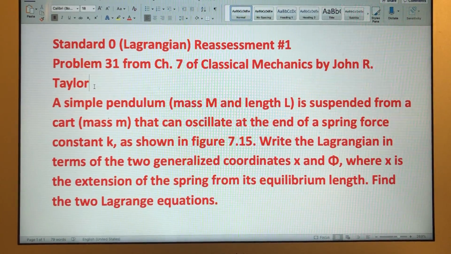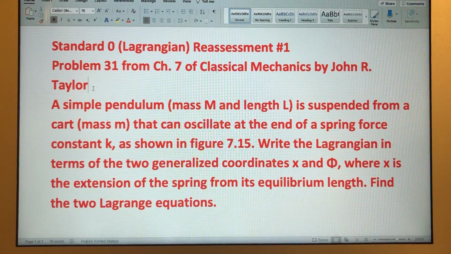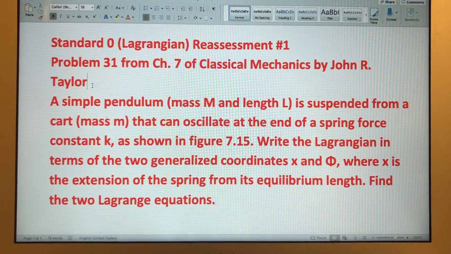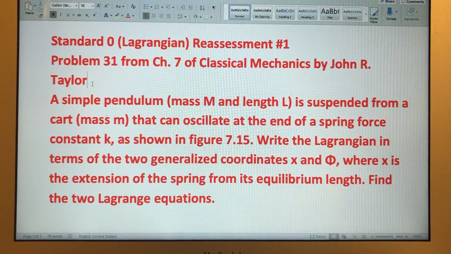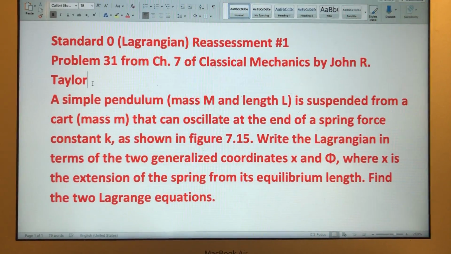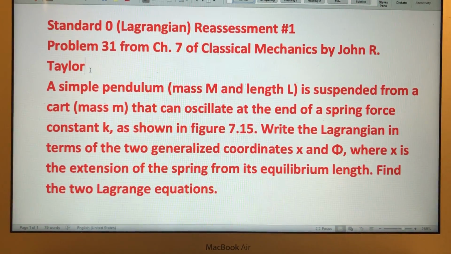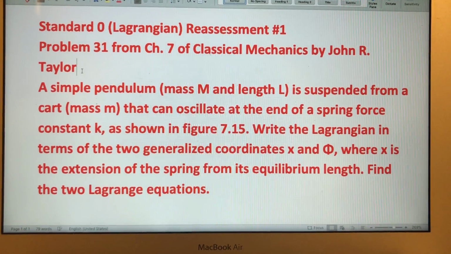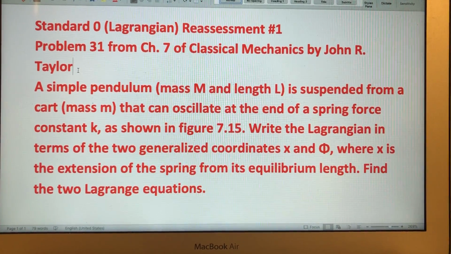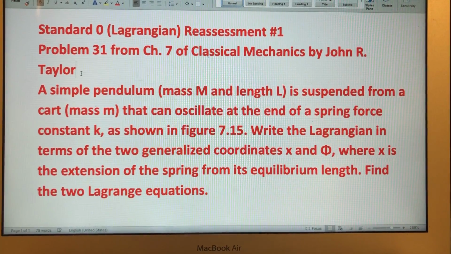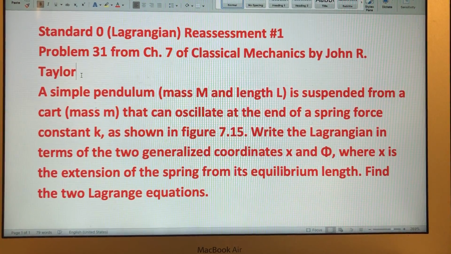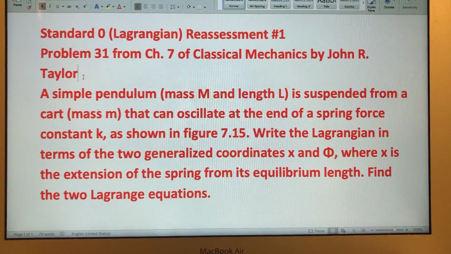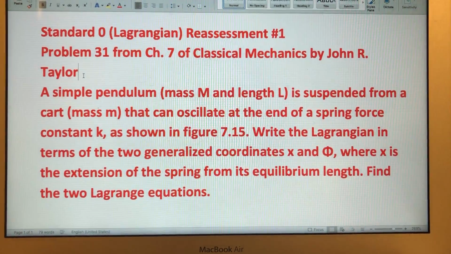So this is my standard 0, which is the Lagrangian reassessment video number 1. I chose problem 31 from chapter 7 of Classical Mechanics by John R. Taylor. And the problem is: a simple pendulum, mass m and length L, is suspended from a cart, mass M, that can oscillate at the end of a spring with force constant k, as shown in figure 7.15.